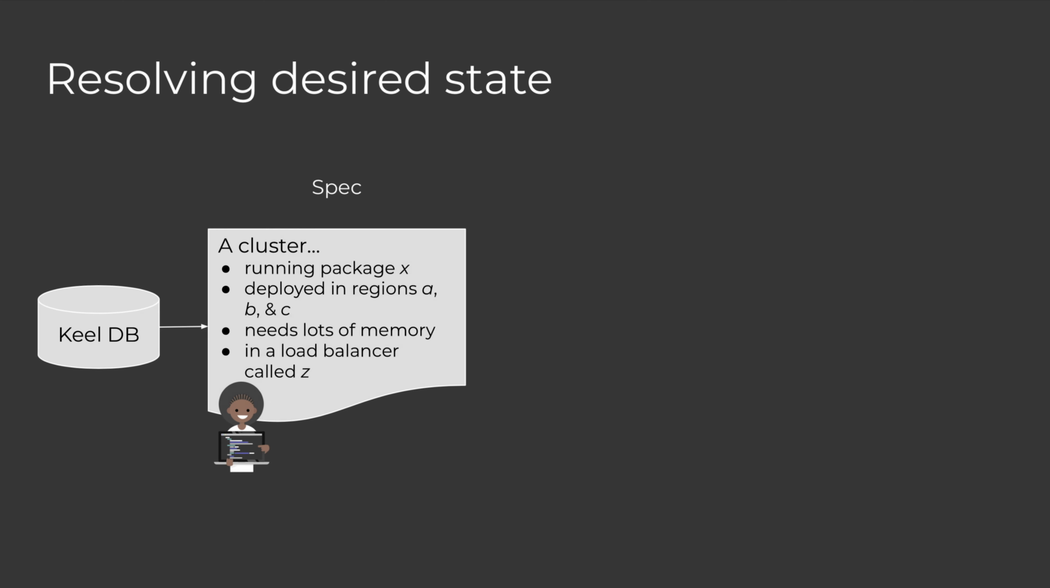Resolving desired state enables us to use a bunch of smaller components to fill in the blanks in a spec. So we would like people to be able to define specs in fairly abstract ways where it's appropriate. Right now, there's a fairly small amount of abstraction, but as we're building more and more of Keel out, we expect that level of abstraction to rise.